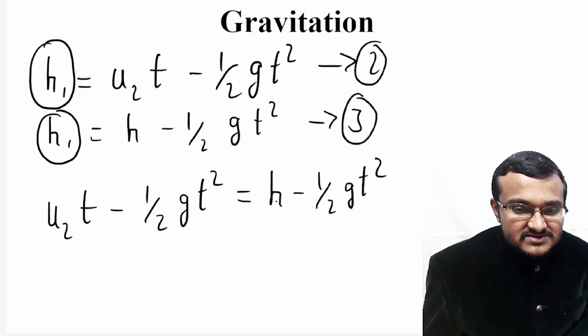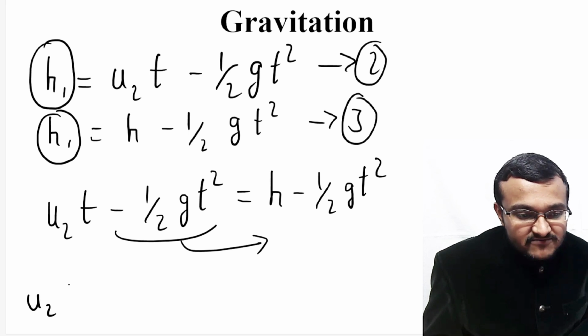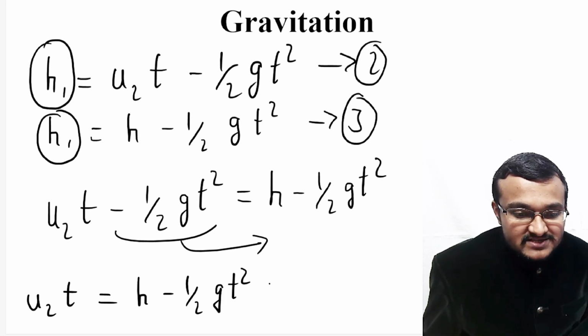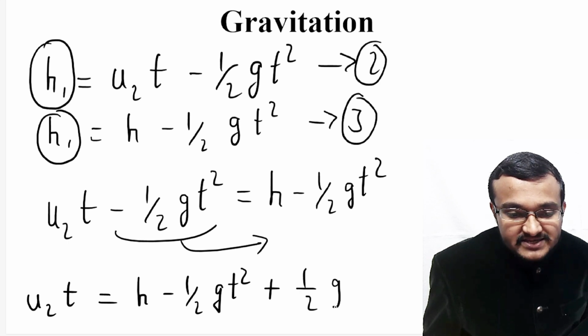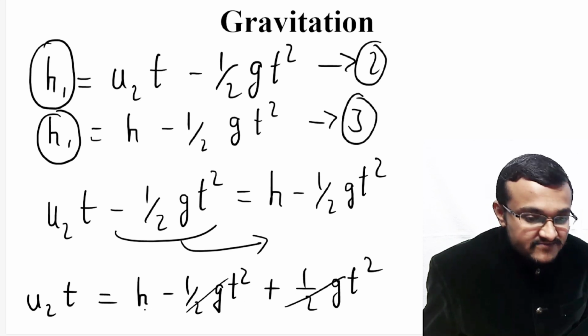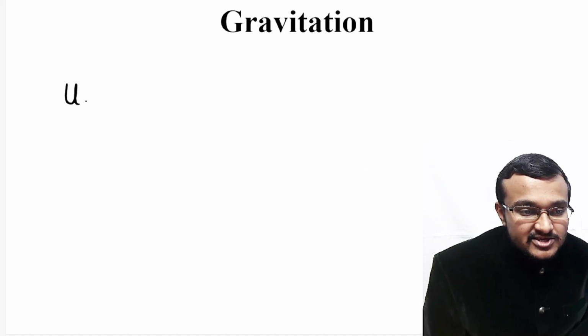Now you can just keep h here itself, and this particular term, minus half gt square, you can take to RHS. Then your equation will be u2t is equal to h minus half gt square. This minus half gt square you are bringing to RHS, so it will become plus half gt square. Here the plus half gt square and minus half gt square cancel each other, so you'll just have h on the right hand side. That means u2t is equal to h.